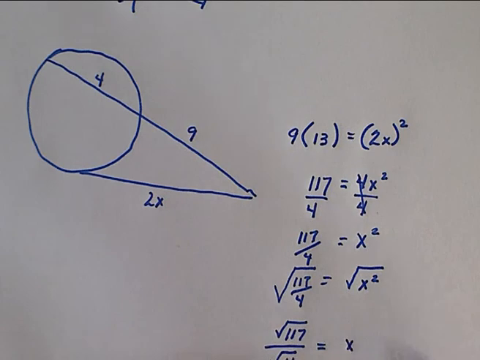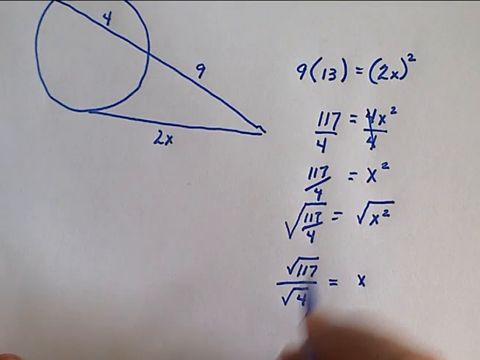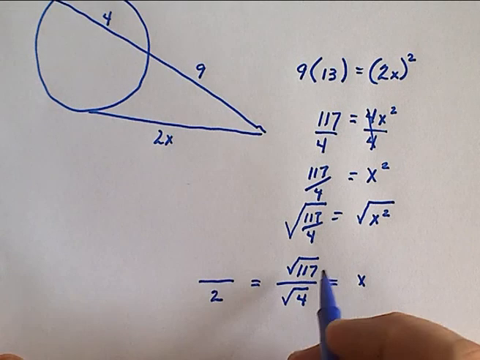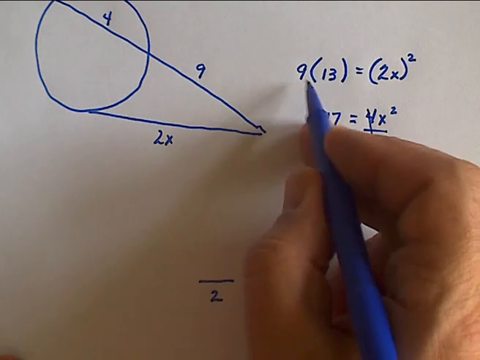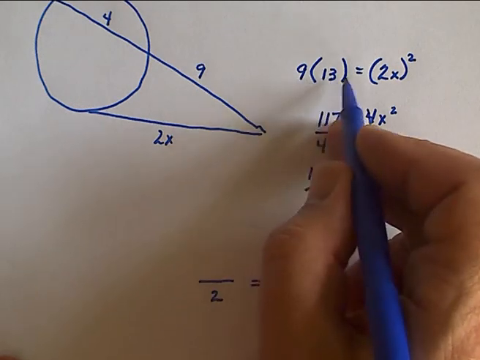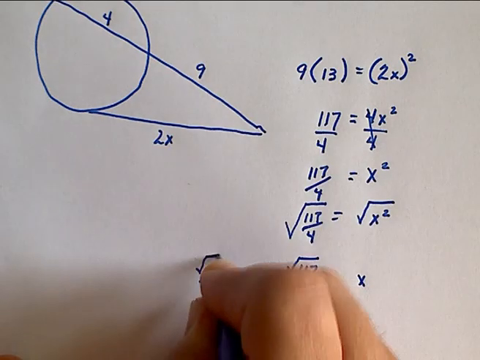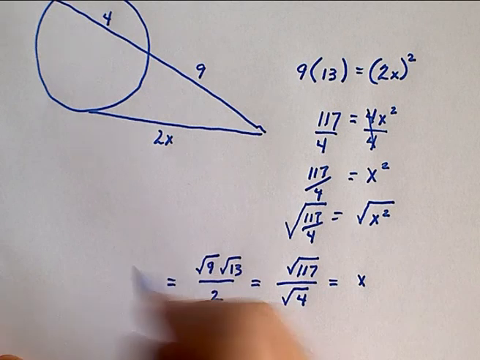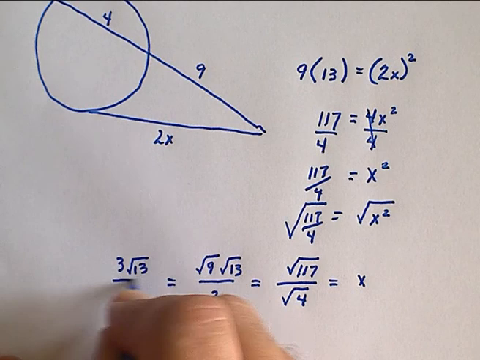The square root of 4 is going to change to a 2. The square root of 117, well, we said 117 is made up of 9 times 13. 9 is a perfect square. So if I break that up into a 9 and a 13, then this becomes 3 square root of 13 all over 2.